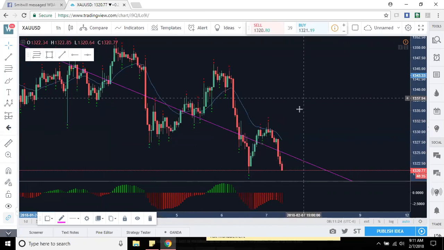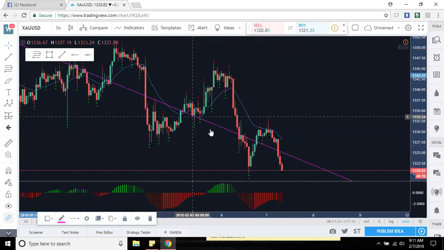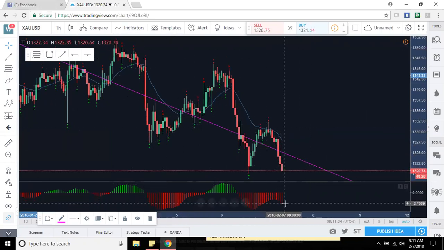But yeah, I'm definitely still bearish on gold. I mean, there's no indication of any kind of bulls yet, so we're still bearish. All momentum is still heading down.